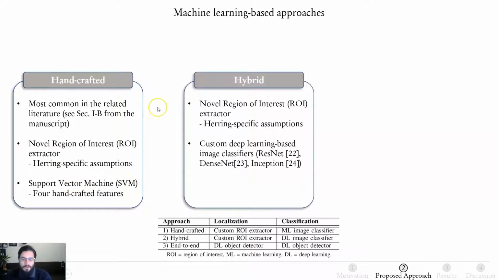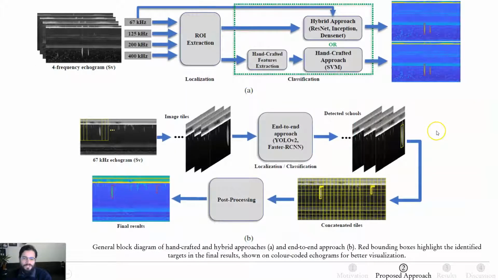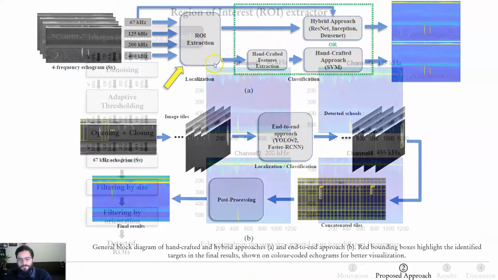The second one, called hybrid, where we again use our custom ROI extractor, but this time we do the classification using custom trained convolutional neural networks. In the third one, the end-to-end approach, we used object detectors to do both the localization and classification of candidates of schools of herring. This diagram shows the computational pipeline of the 3 approaches, and we are going to discuss it in more detail, starting with the ROI extractor.